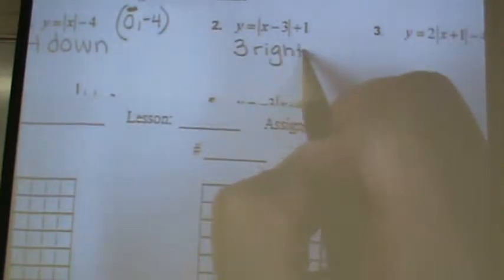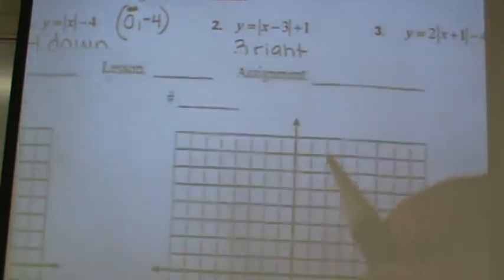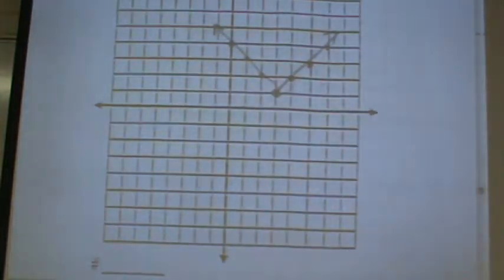Okay, number 2. Describe the transformation on number 2. 3 right and 1 up. So from the origin, we're going to go 3 right and 1 up. And from here, do what? Over 1, up 1, because there's no vertical stretch or compression, so we simply go over 1, up 1.